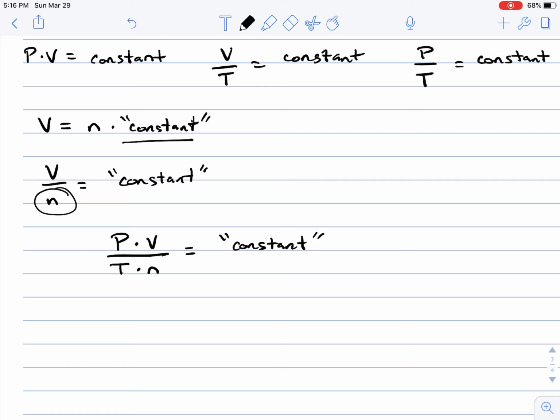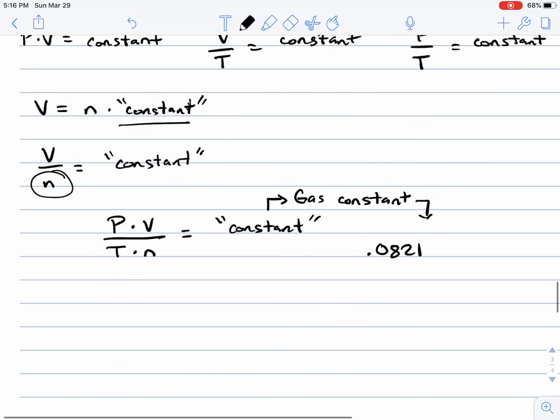Throughout this whole lecture, you guys have been hearing me say constant, constant, constant. So what is this constant? It turns out that the gas constant is equal to 0.0821. Now the units for this gas constant are very, very specific.